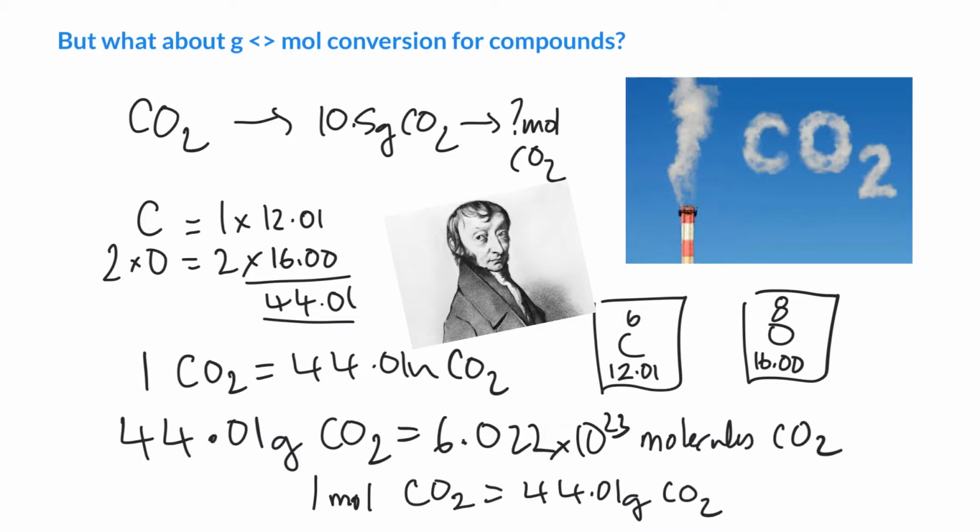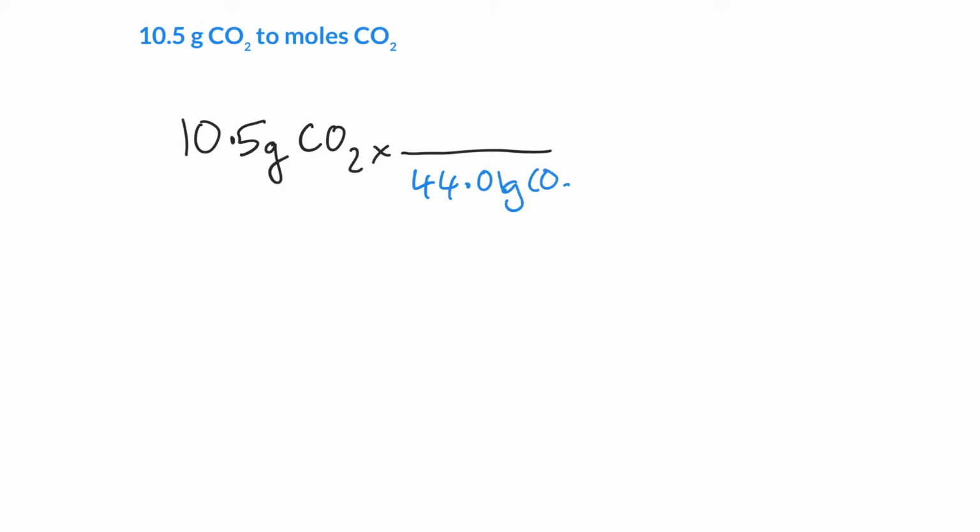So if we want 10.5 grams of CO2, I think you know what's coming up next. We have 10.5 grams of CO2 and we want to convert to moles, so we set up our conversion factor. We write 10.5 grams of CO2 up front, and then our conversion factor. We've got 44.01 grams of CO2, which has to go on the bottom because we need to cancel out the grams of CO2 on the top. And the 1 mole of CO2 goes on the top. We go ahead and do that calculation.